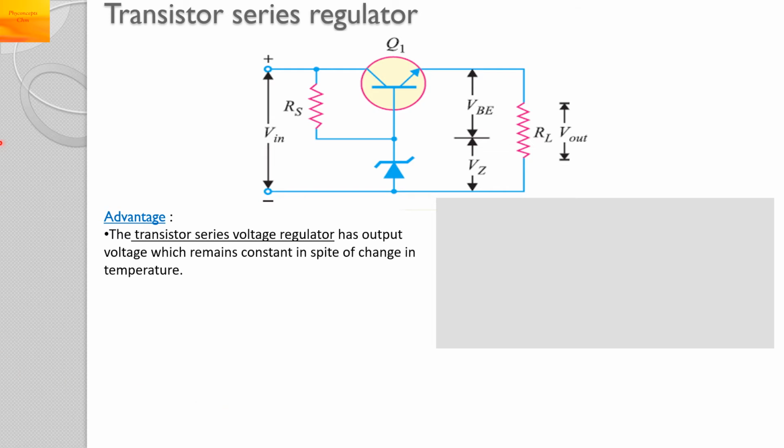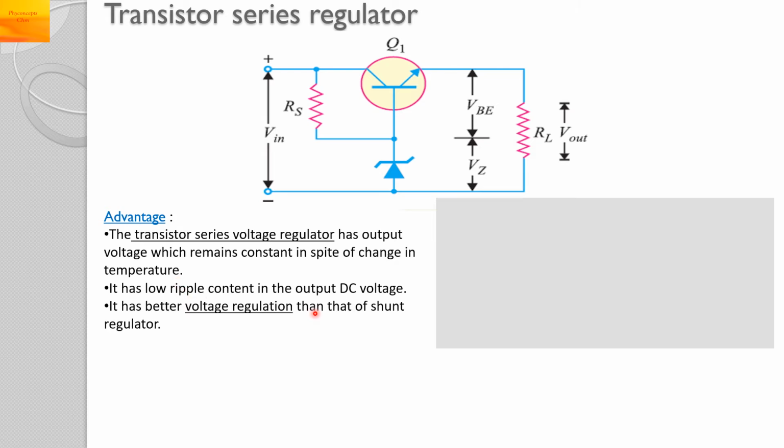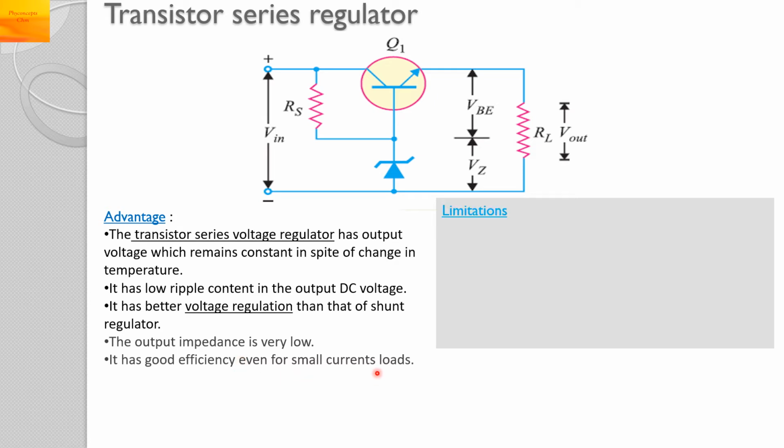Advantages of the transistor series regulator: the output voltage remains constant in spite of the change in temperature, low ripple content in the output DC voltage, better voltage regulation compared to the shunt regulator, output impedance is very low, and good efficiency even for small current loads.